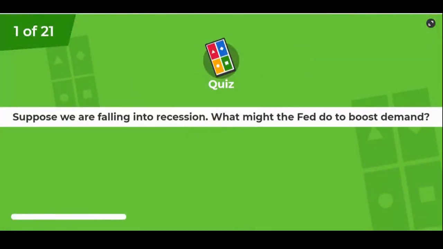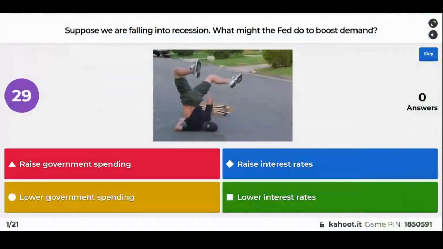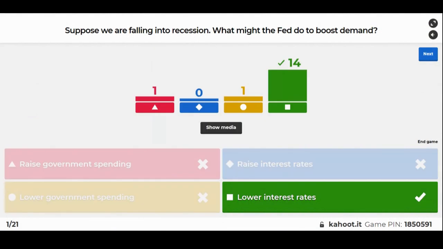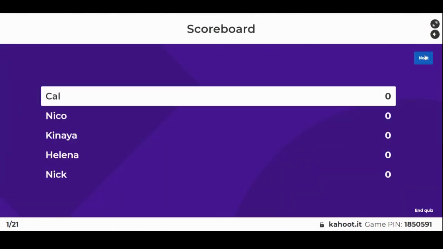First question, suppose we're falling into recession. What might the Fed do to boost demand? And here is a picture of someone falling into recession. That's right, lower interest rates. Very good.